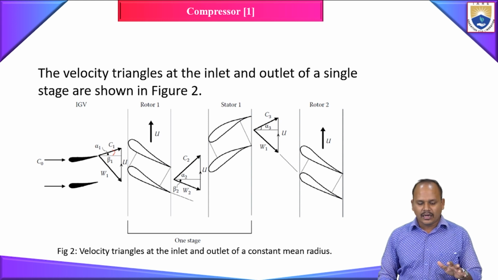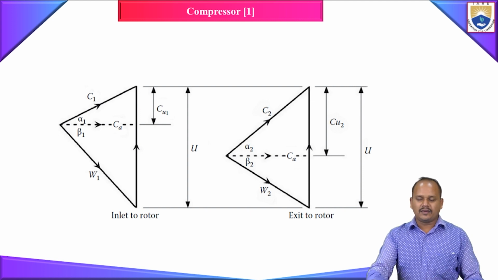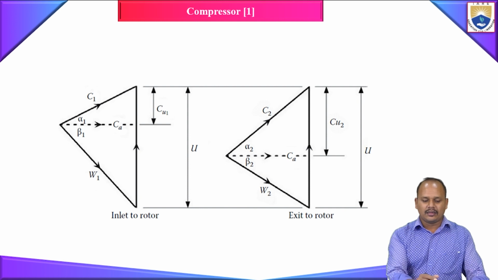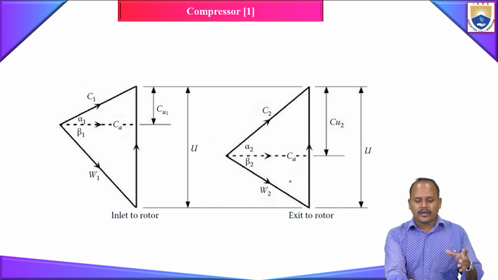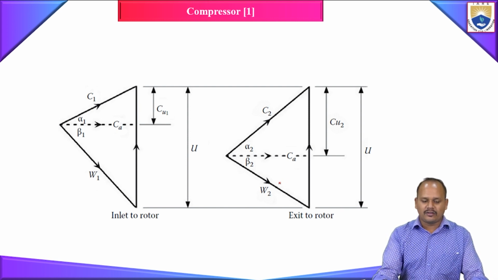Now we are going to take a single stage axial flow compressor. So I'm going to consider only a single stage. Here is an enlarged version of our velocity triangle. This is at the inlet of our rotor, and this is at the exit of our rotor. As I already told you, we are going to mainly focus on what is happening to the velocity across our rotor blade, because there only we are increasing the pressure of our flow.